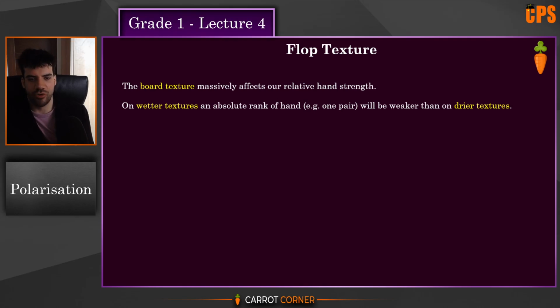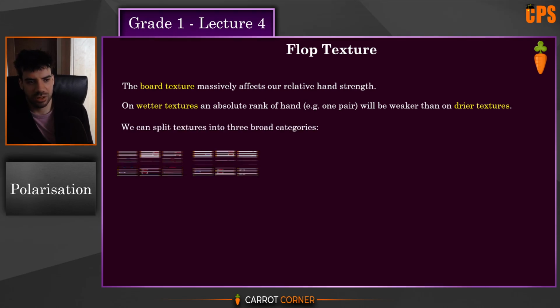So an absolute rank of hand, i.e. one pair, which is a really useless label as we said at the start, will be weaker on a wetter texture than it will be on a drier texture. We can split textures into three broad categories. Ones like this are considered fairly dry or semi-dry.